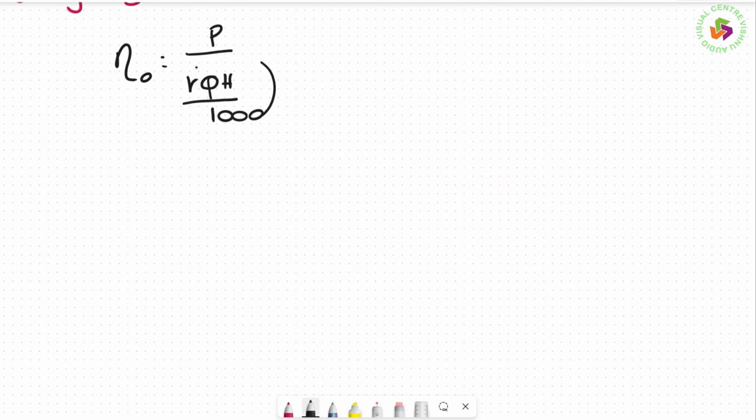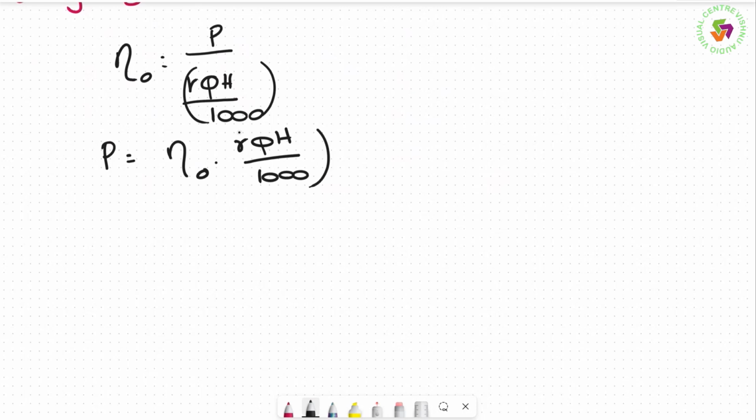So the given is basically the first question: power generated. The only equation I know is eta 0 is equal to P by gamma QH by 1000, where P is in kilowatts. So therefore, P is equal to eta 0 into gamma QH by 1000. Why do I put 1000? Always P should be expressed in kilowatts, because of the specific speeds and all. Whatever answer you get, you are going to get in kilowatts.